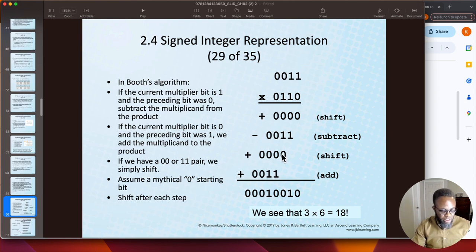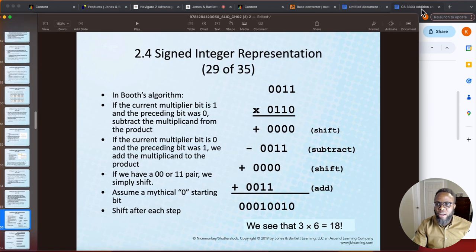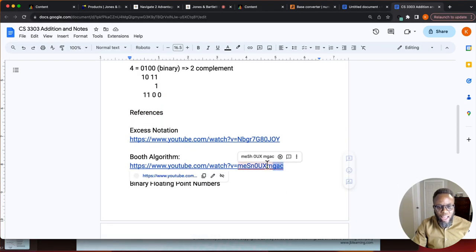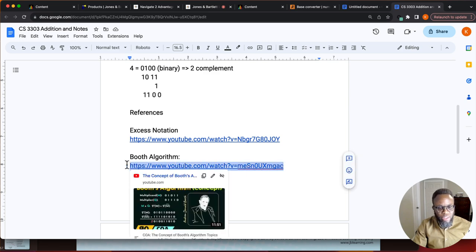Now this Booth algorithm, there's a video which I have prepared, a YouTube video which I was able to source. This is an excellent video that describes the Booth algorithm. I recommend you folks go to this video. This gentleman does a way better job of describing this algorithm than I can do in the next few minutes.